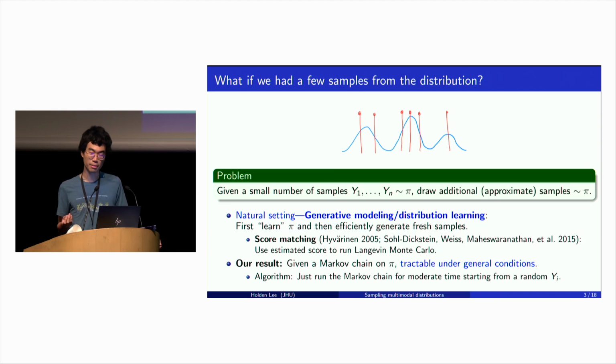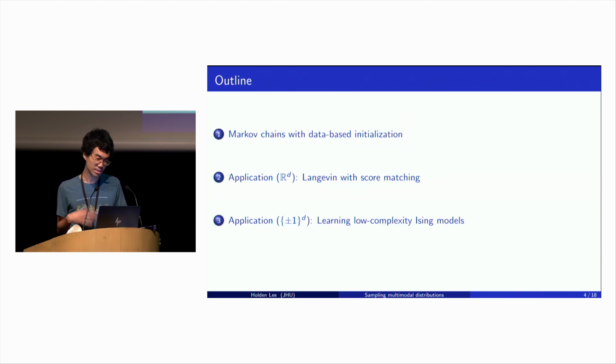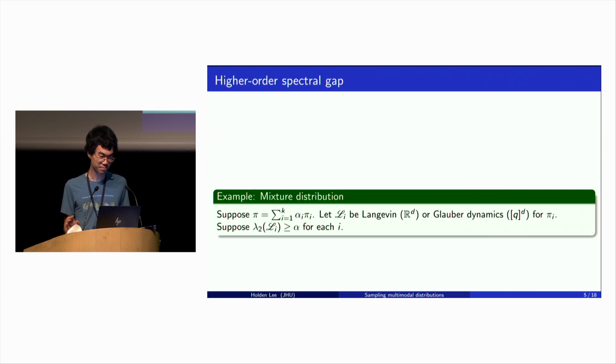Carlo. So our result is that given a Markov chain on pi, this is tractable under very general conditions and with a very simple algorithm, which is just to start from a random one of these y_i's and run the Markov chain for moderate time. This is a data-based initialization. I'll give our main result and then two applications in continuous and discrete space.